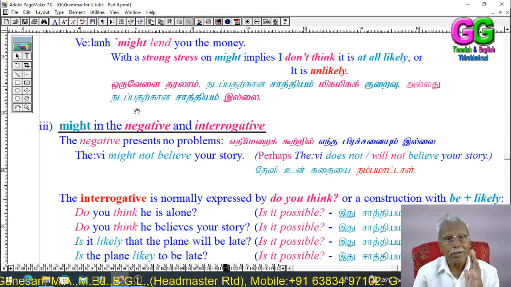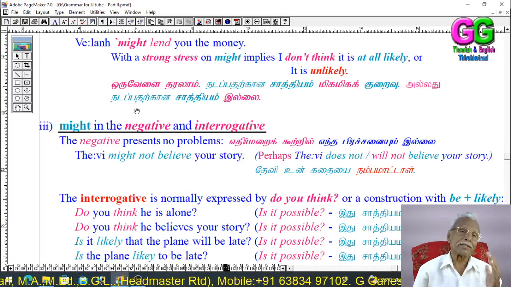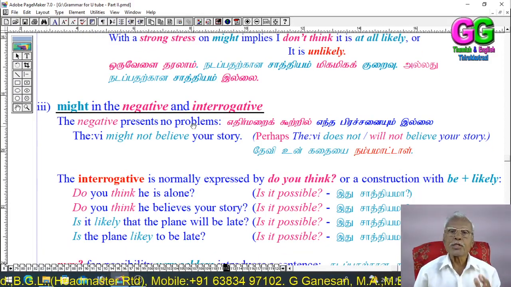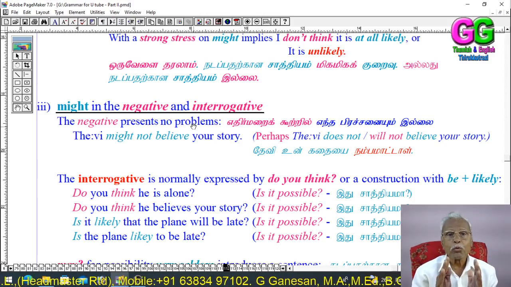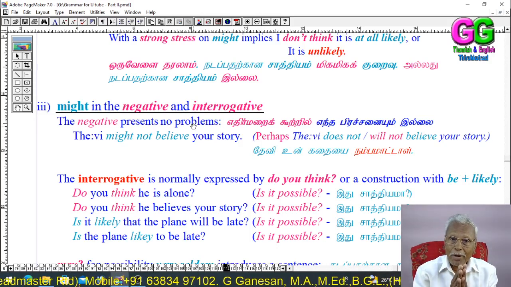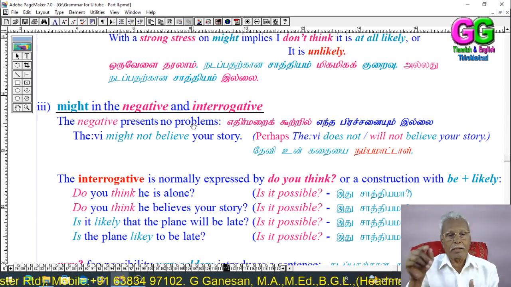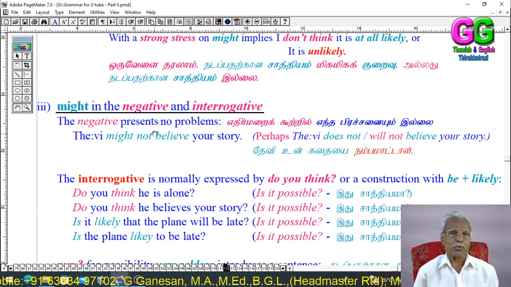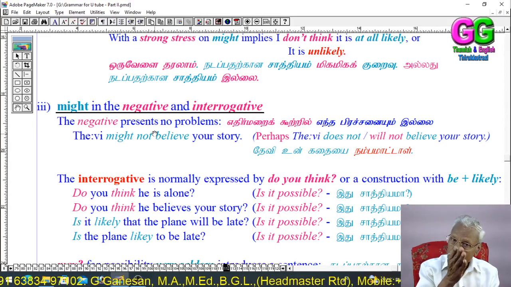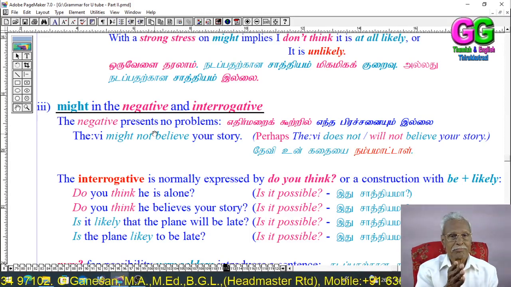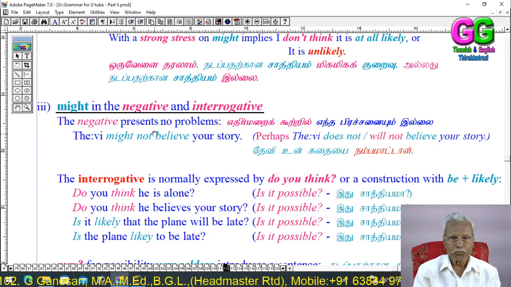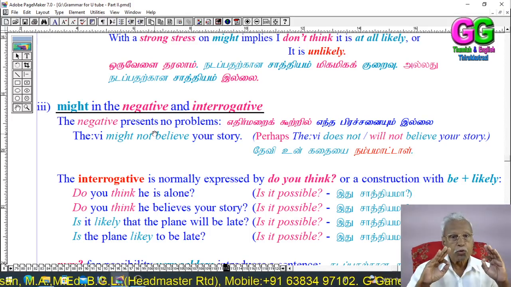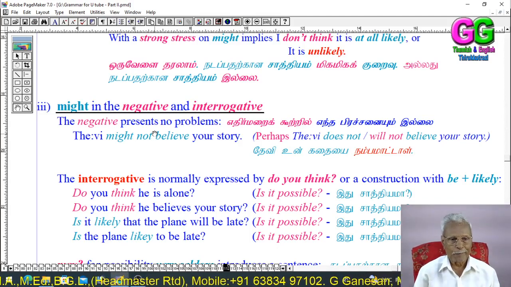Two uses of might under the heading possibility. Then the third use: might in the negative and interrogative. How can we use might in the negative and interrogative? The negative presents no problems. Using the negative of might, that is, might not, is no problem.